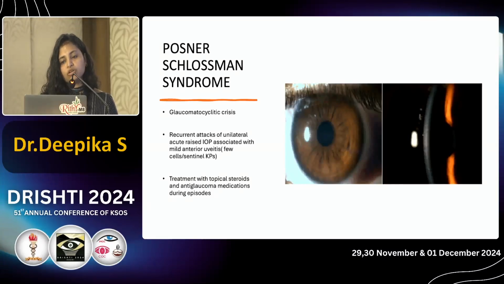Coming to Posner-Schlossman syndrome, this is a very rare syndrome. It is usually in the younger age, patients present with unilateral recurrent episodes of acute high IOP. They will present with pain and blurred vision, but there may not be redness as much. It is like a white eye condition. There will be a mild anterior chamber reaction. Sometimes a sentinel KP can be seen. The treatment again will be topical steroids and anti-glaucoma medications during the episodes, but otherwise in between the episodes they may not need any treatment as such.